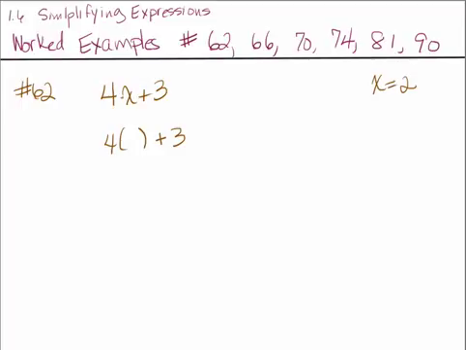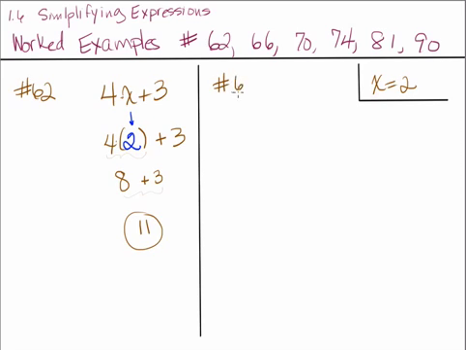There's 4x plus 3, but in place of x, I've just left a blank space. Now, since I'm asked to use the value x equals 2, I can substitute the value 2 in place of the x. The rest of this problem is just order of operations. I need to do multiplication before I do addition. 4 times 2 is 8, and 8 plus 3 is 11. That's my final answer.